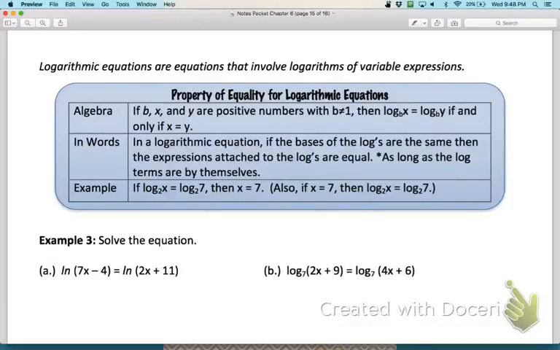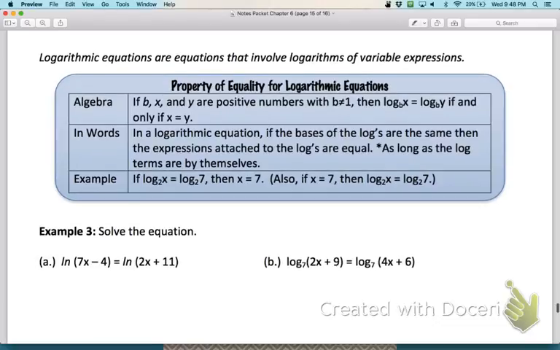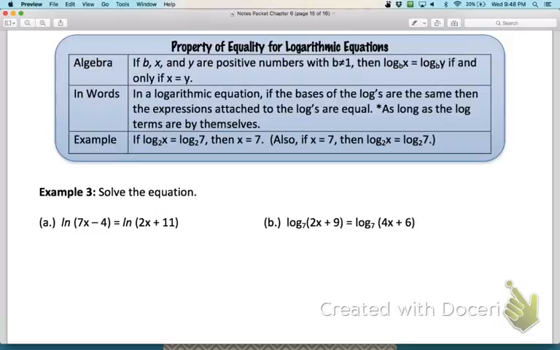Yesterday we looked at how to solve exponential equations, and we used the property of equality and logarithms to be able to solve them. So today we're basically doing the reverse of that. We're going to look at equations that contain logarithms. And just like the exponentials had a property of equality, logarithms do as well.